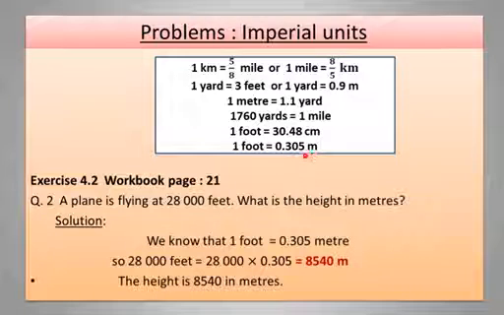Okay, so what we will do? 1 foot equals 0.305 meter. Now 28,000 feet equals what? We will do 28,000 into 0.305 meter, you multiply it. So multiply and put 3 decimal places. The answer will be 8,540 meter. So we got the answer in meters. The height is 8,540 in meters. Okay, 28,000 will be written, or converted, as 8,540 in meters.